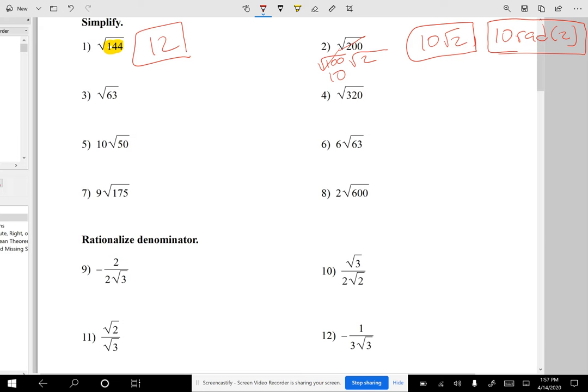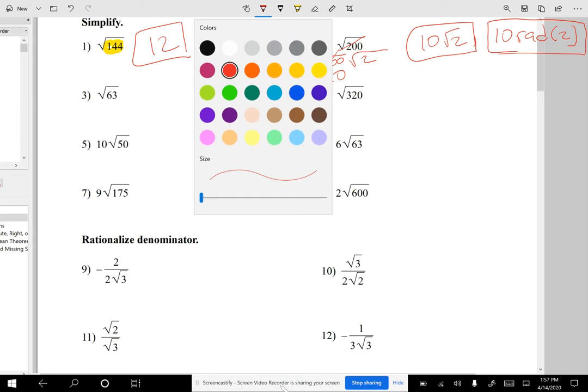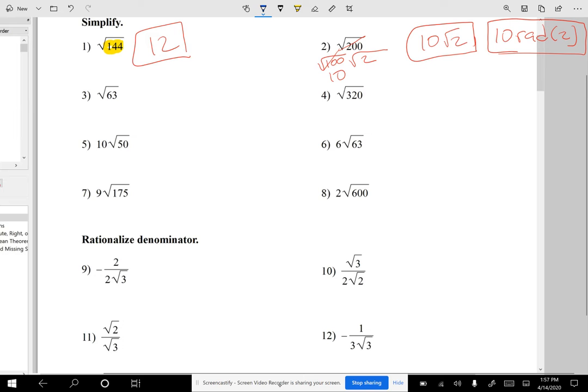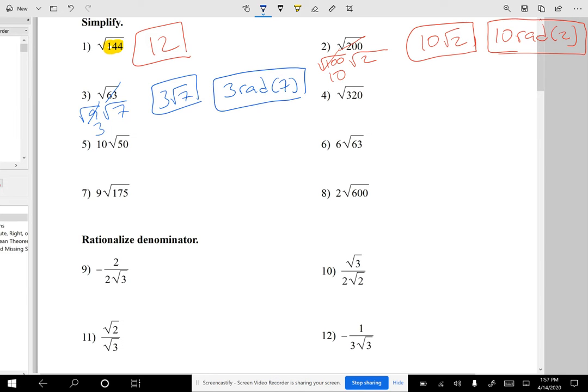Okay, let's take a look at question number 3 now. Thinking 2 numbers that multiplied equals 63. I'm going to break this as 9 times 7. Remember, I said one of them is a perfect square. So square root of 9 is 3. So my answer is 3 radical 7. The way I'm going to type this will be 3 rad 7.